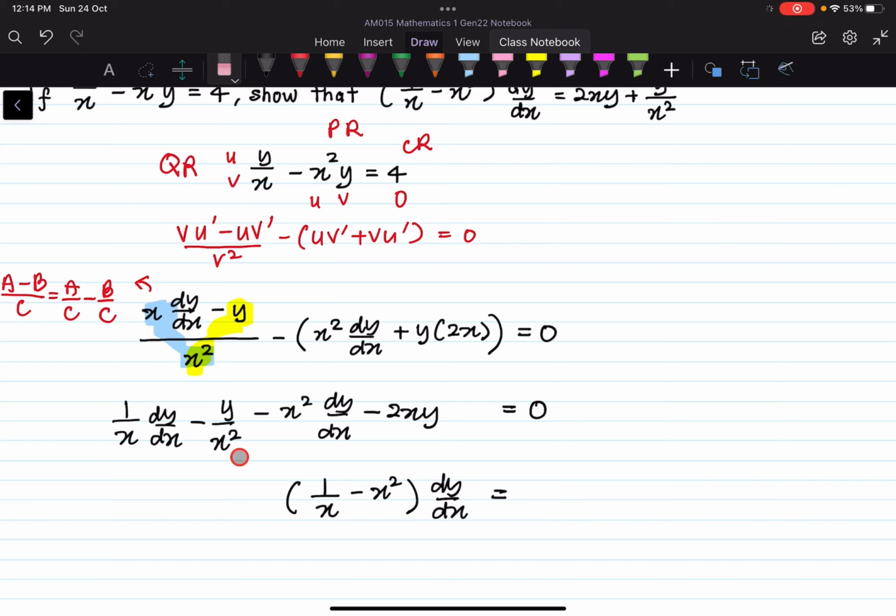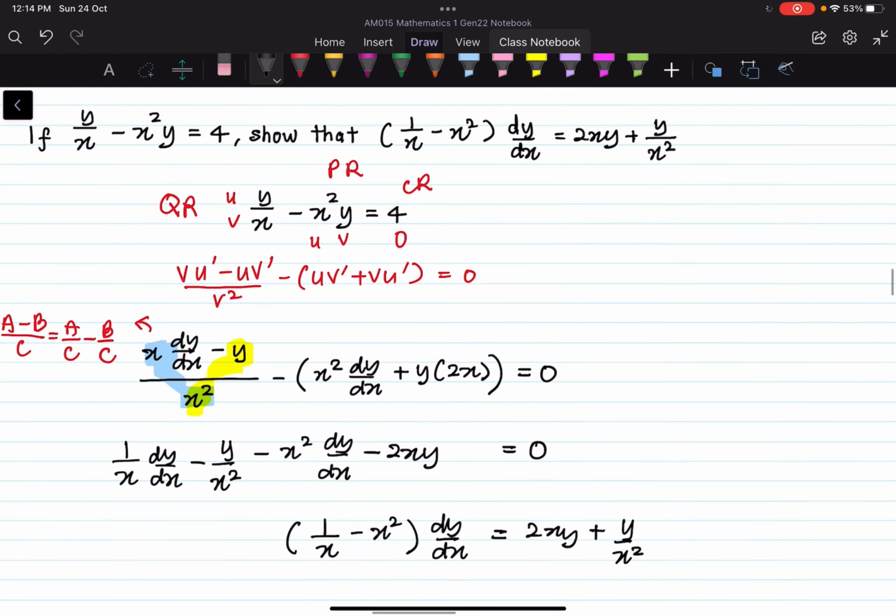so we're going to bring terms without dy dx to the right hand side. So positive 2xy plus y over x squared. So this is shown. That's it.